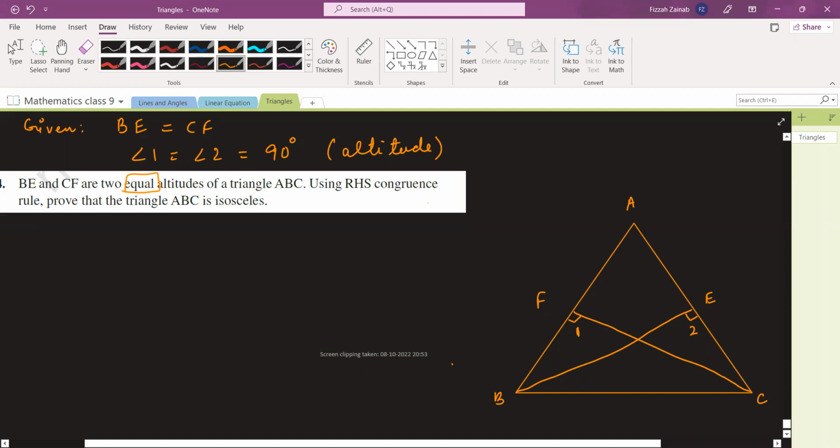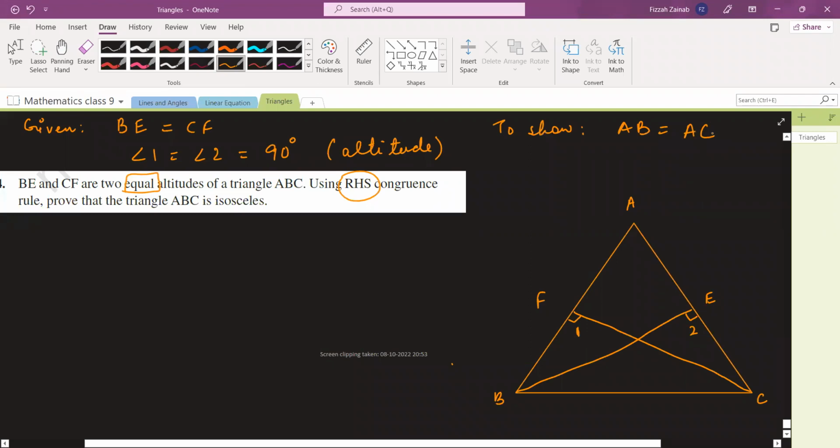Using RHS congruence. Okay, it's already given. You have to use RHS. Prove that the triangle ABC is isosceles. Isosceles means you have to show the two sides are equal, right? So an isosceles triangle is one in which two sides are equal. So AB is equal to AC. This you have to show, correct?